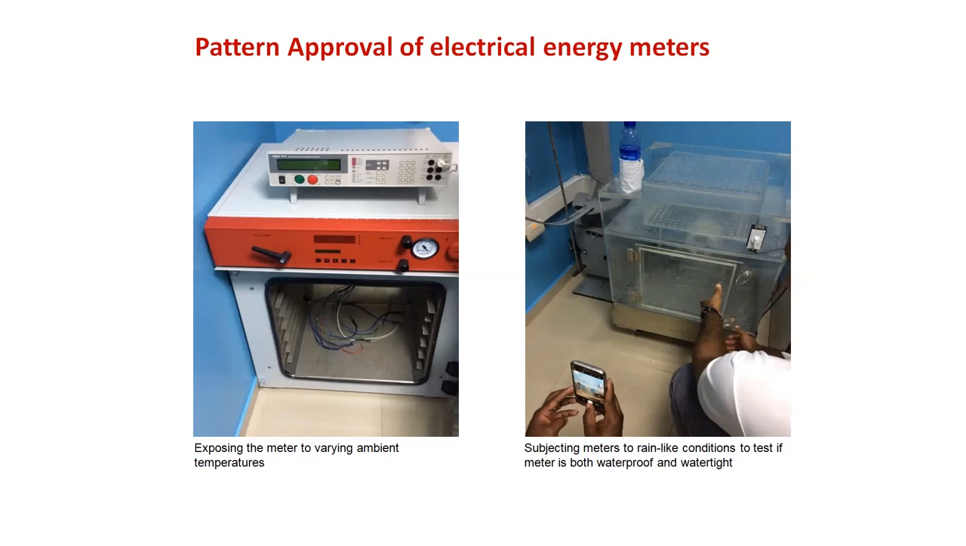Also, another test that will be done would be to subject the meter to rain-like conditions, to see if it's both waterproof and watertight. Waterproof in the sense that the water does not affect the performance of the meter, and watertight means that water cannot enter the meter. And remember, after each test, the meter again will be tested to make sure that it performs as it should.